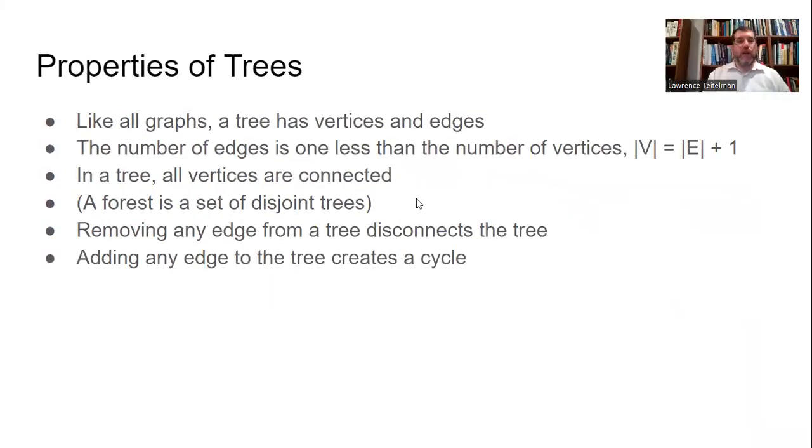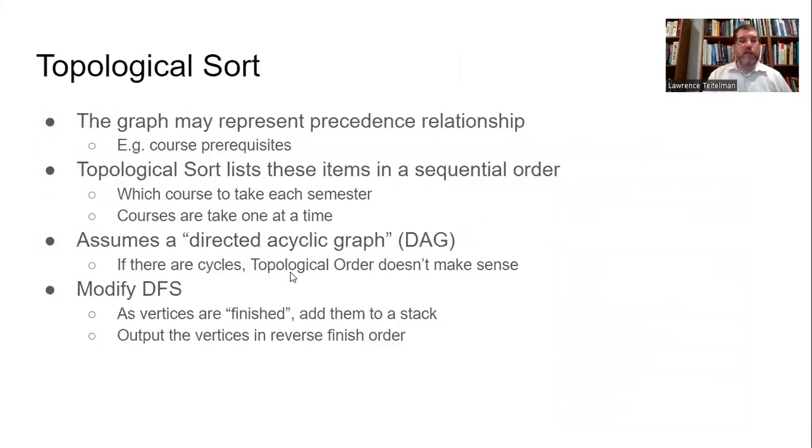All right, so trees. A tree also has vertices and edges. As we just said, the number of edges in the tree is V minus 1. It needs to be connected. Removing any edge from a tree disconnects the tree. Adding any edge to the tree creates a cycle.